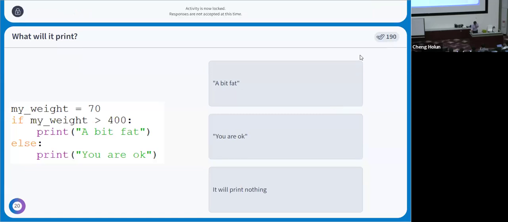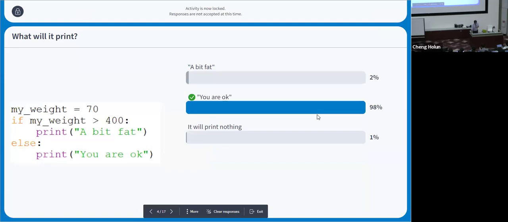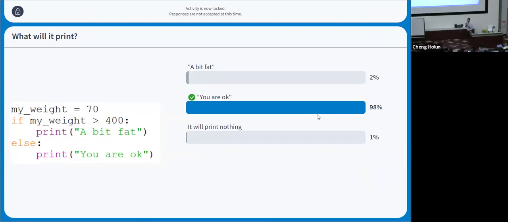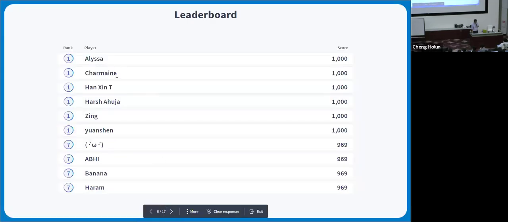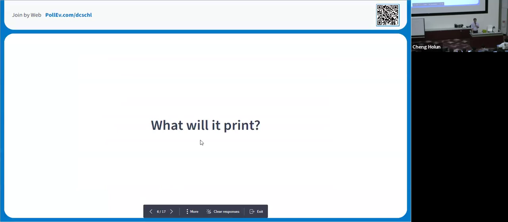Okay, let's see. Good. Who is the one a bit fat? Probably a mistype, okay? So this one is quite obvious because your weight is 70, and if the weight is larger than 40, then it's a bit fat. So that means you're okay. Good. Ready for the next one? Good, good. Hey, all the girls, guys, keep up. I think Sherming should be a girl. Okay, next question.